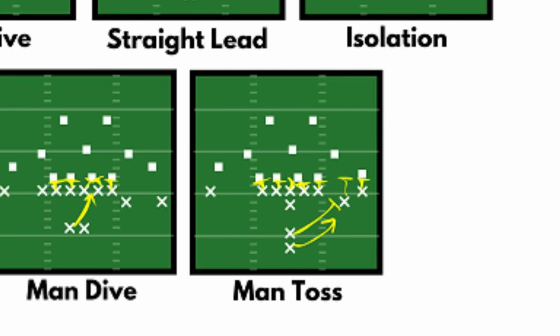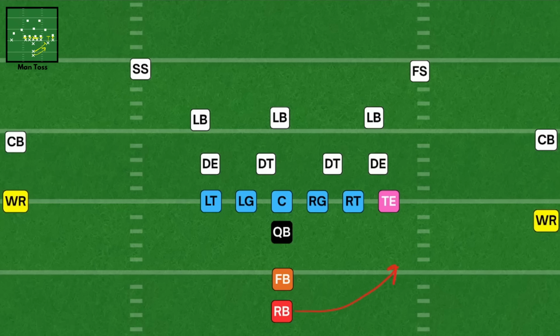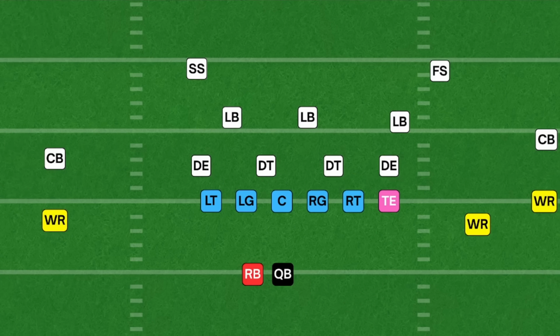Man toss is an outside run where the ball is pitched to the running back, who aims to reach the edge quickly. The line uses normal hat-on-hat blocking, and the back usually has a lead blocker who's responsible for blocking the outside cornerback. Before we move on to zone runs, there are a few pieces of coaching language that help us understand and appreciate play design.